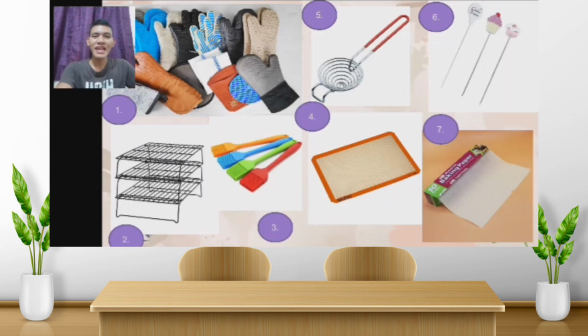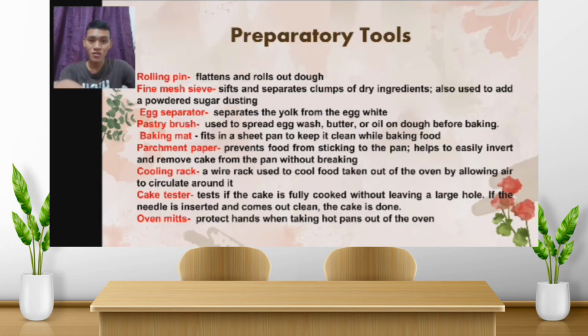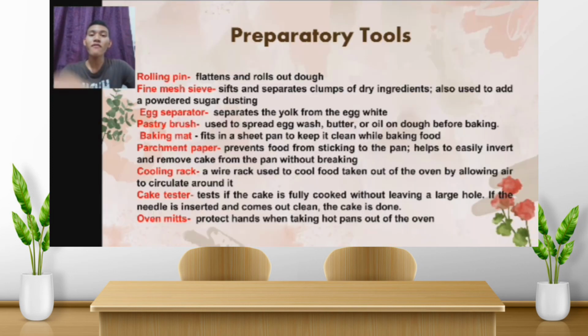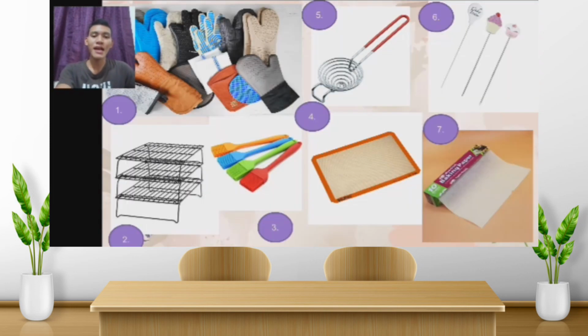Okay, I have here the pictures. These are the pictures of the preparatory tools. Starting off with number 1, that is the oven mitts. It is something like gloves, to protect hands when taking hot pans. So mauni imo ang suoton, it should be worn when you are going to take out the baked products from the oven. Kay na mapasok jud mo, di mo mosulod ana.